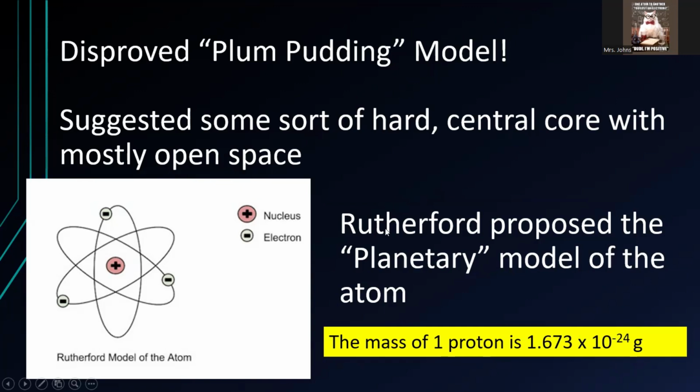So Rutherford proposed the planetary model of the atom. And then the mass of one proton is 1.673 times 10 to the negative 24 grams.